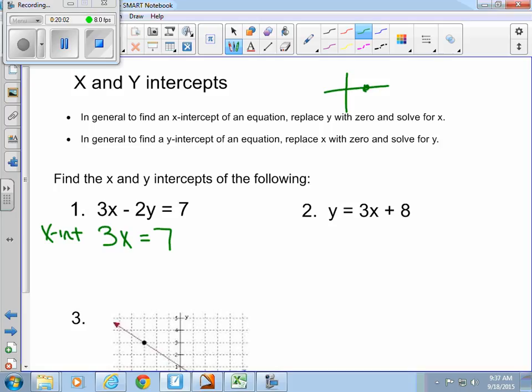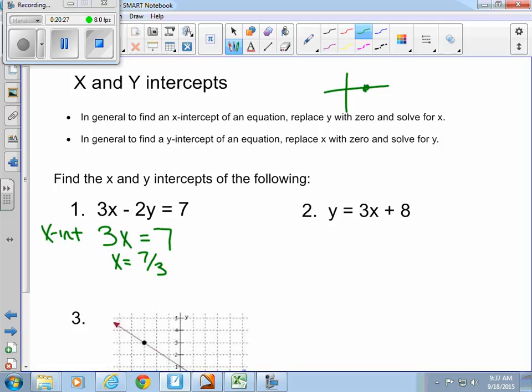Once you put the 0, because 0 times anything just goes away, you just get 3x equals 7. You put the 0 in for y. And so x is 7 over 3. So that's my x-intercept. This equation would cross the x-axis at 7 thirds.